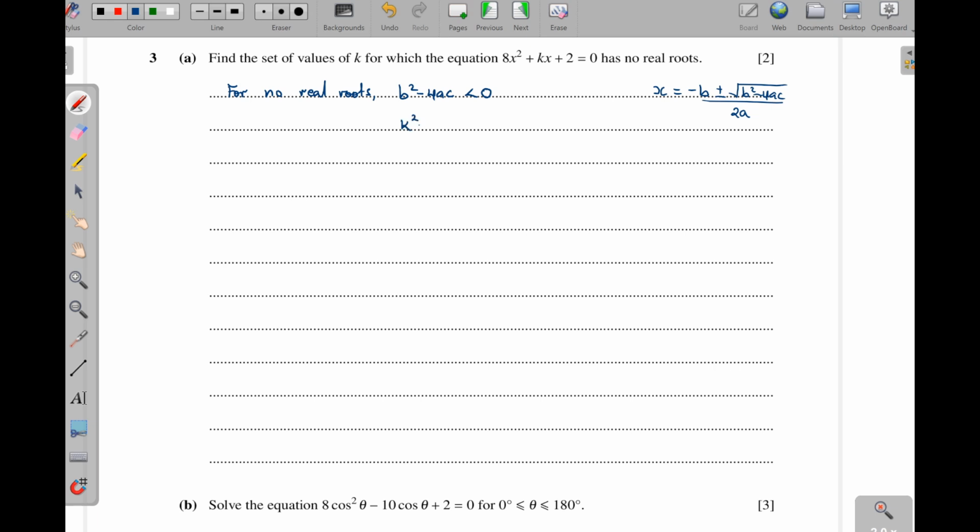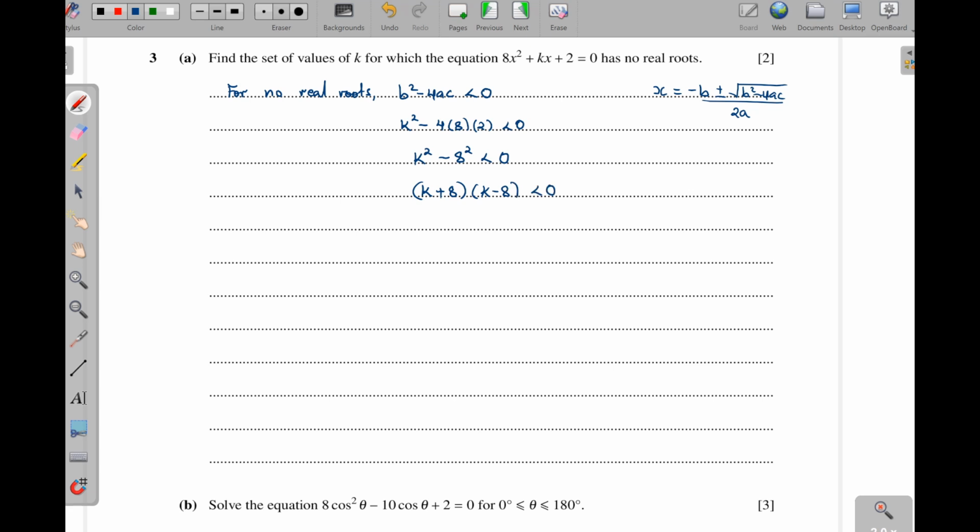So what is our b? It is k. We square it. Minus 4 times a, which is 8, and then c is what? c is 2, less than 0. So we shall have k squared, minus 32 times 2, that is 64, less than 0. 64 is the same as 8 squared, not so? This one factorized will give us, because it is a difference of two squares, k plus 8, and then k minus 8.